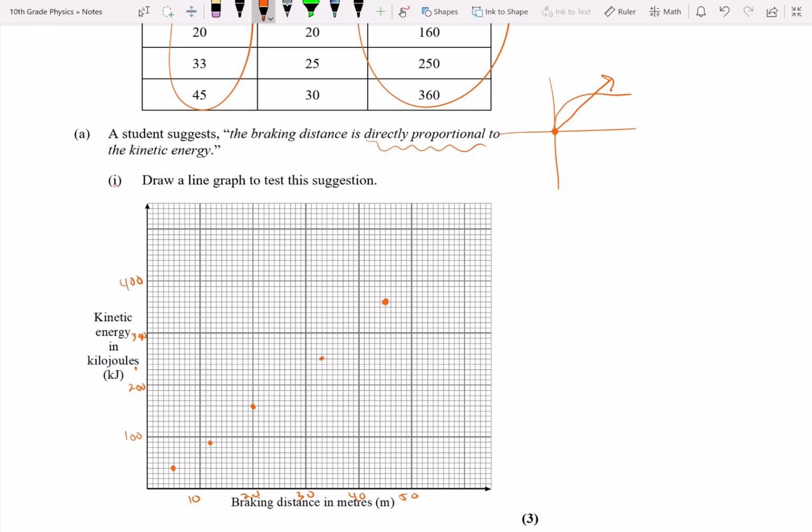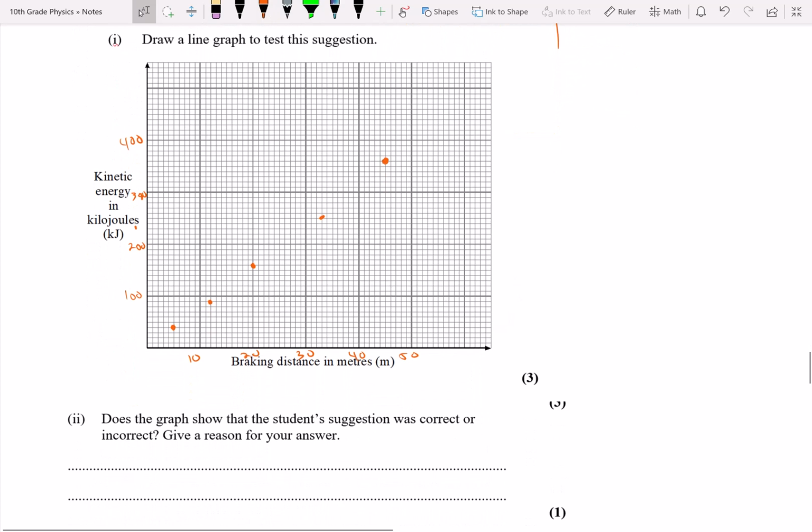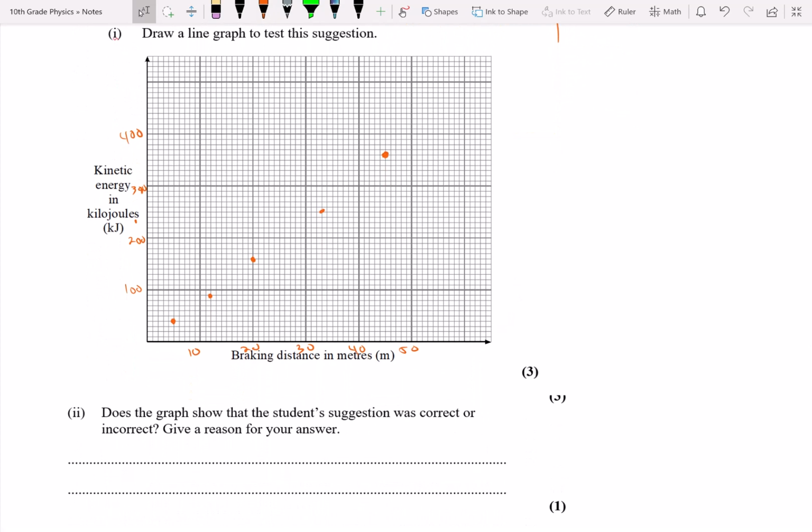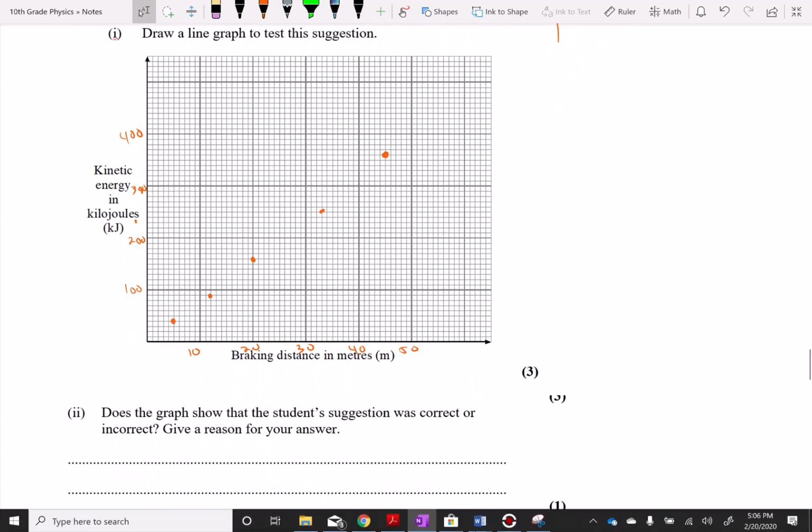All right, so what do you think? Does it look like a straight line? Does the graph show that the student's suggestion was correct or incorrect? Give a reason for your answer. So what do you think? Does it look like a straight line going through the origin?